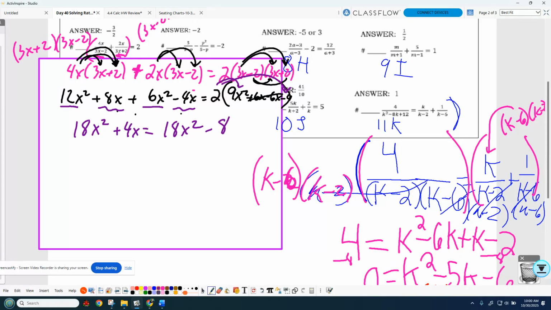But no, what happens now with the stuff in purple? Okay, how? Like, which things would you move? The 18x squared. How do I move it? So when I subtract 18x squared from both sides, Samara, what happens? They cancel out. And I'm left with 4x equals negative 8. Last step to get. Arden says divide by 4, so you get x equals negative 2. Yeah?